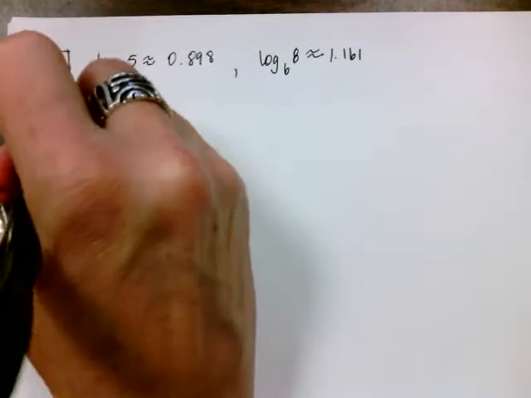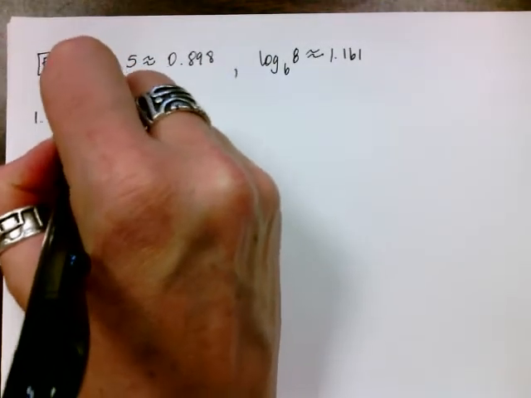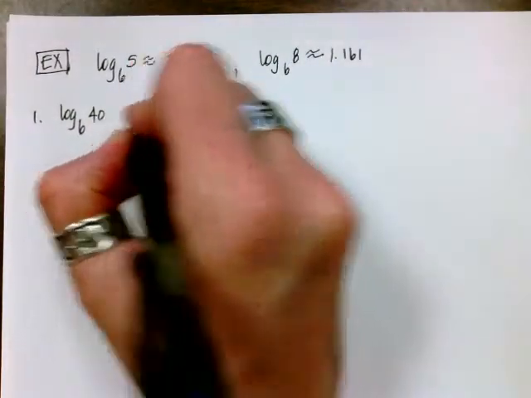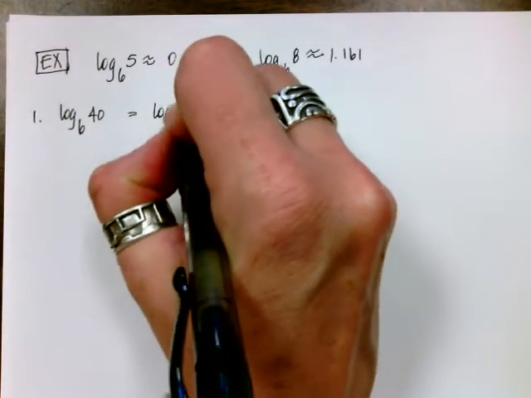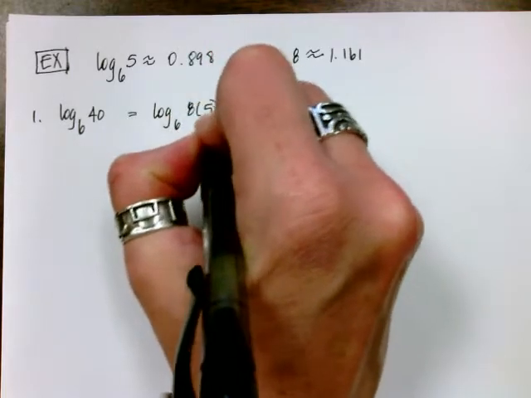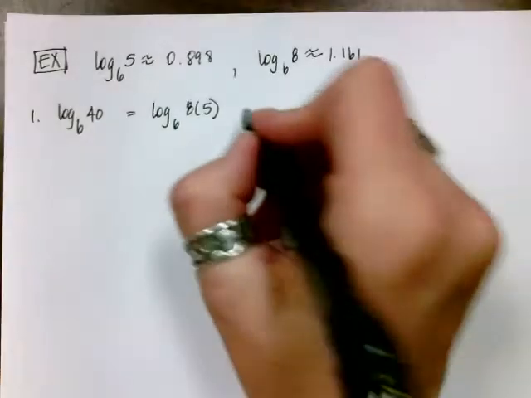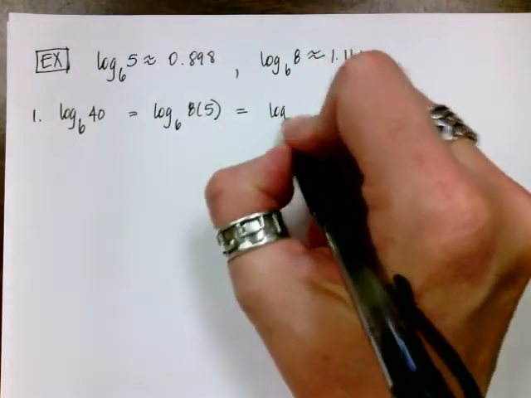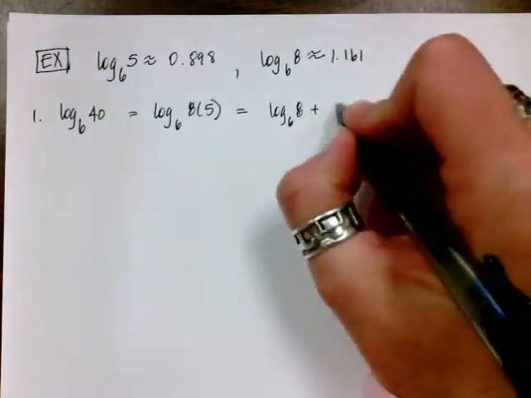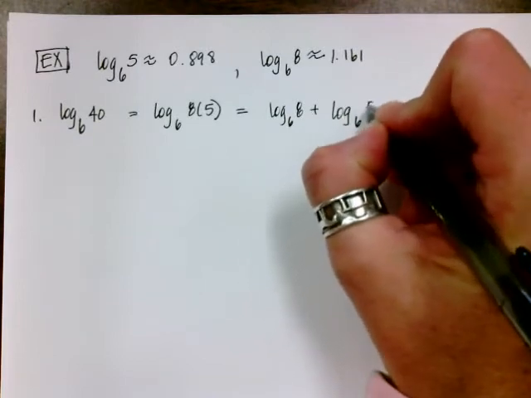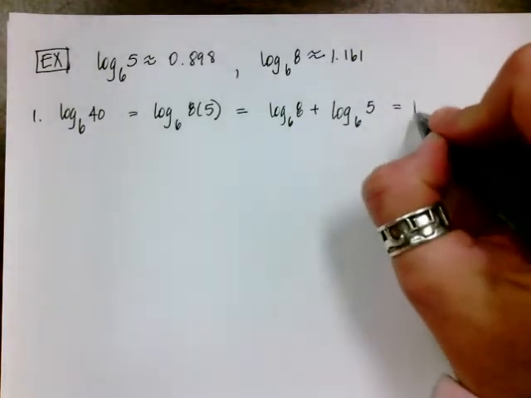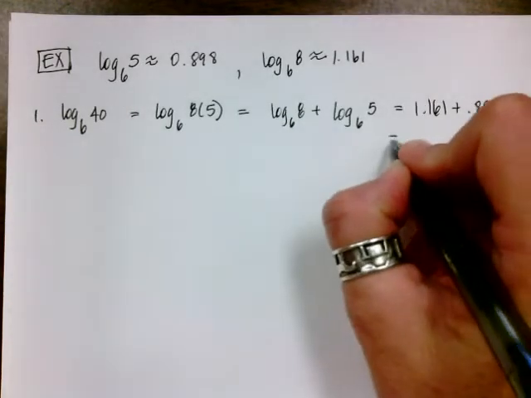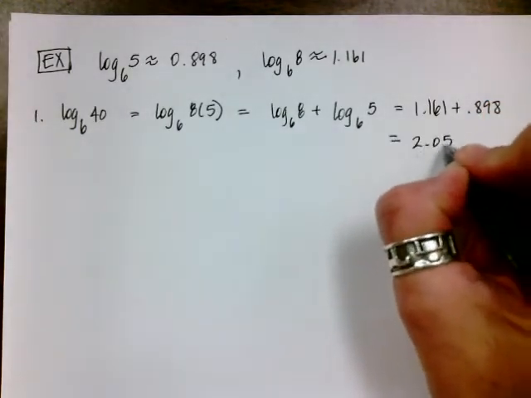Okay, so my first problem is the log base 6 of 40. Well, I know that 8 times 5 is 40, so I could write this as the log base 6 of 8 times 5. Okay, then I can use my properties. Multiplication is addition, so I would do the log base 6 of 8 plus the log base 6 of 5, and I'm going to get 1.161 added to 0.898, and I get that that answer is 2.059.